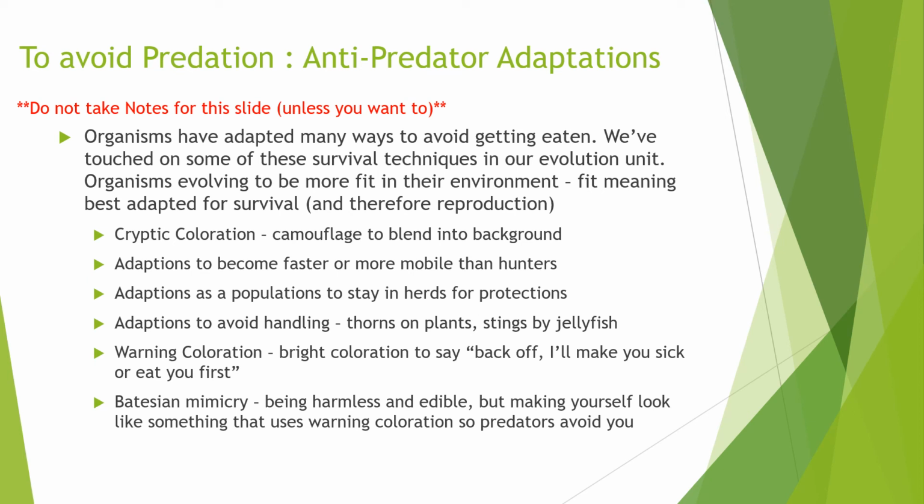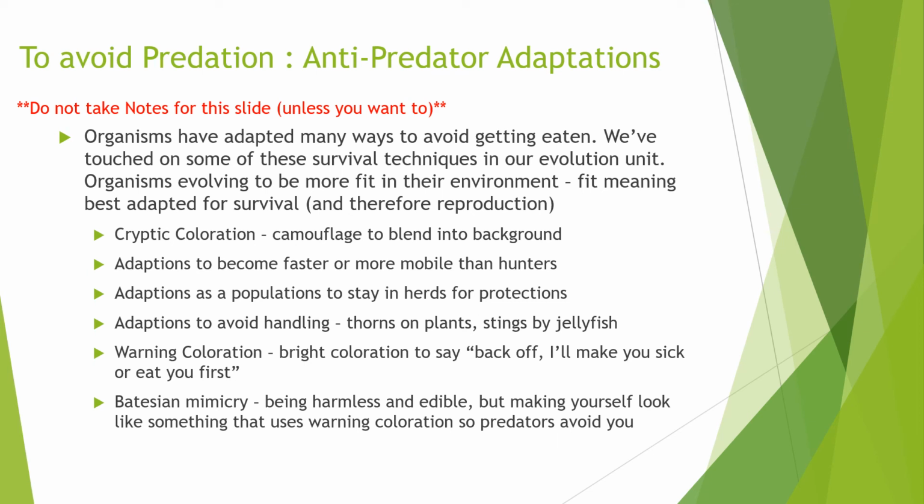So some examples of which are cryptic coloration, which is basically camouflage to blend into the background to become more difficult to see by predators. Then there are adaptations to become faster or more mobile than hunters. Gazelles or impalas on the African plain are pretty fast, but over time we might see them become a little bit faster, or able to jump higher, or more unpredictable to stop or reduce the amount that they are hunted by their predators.